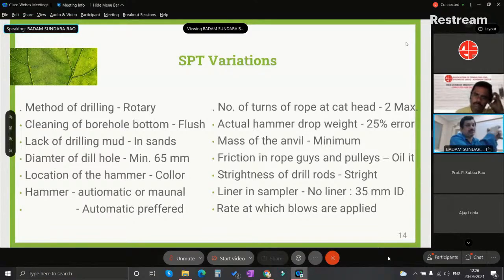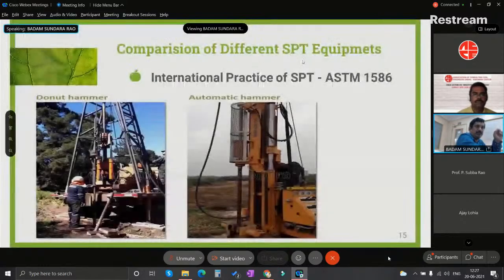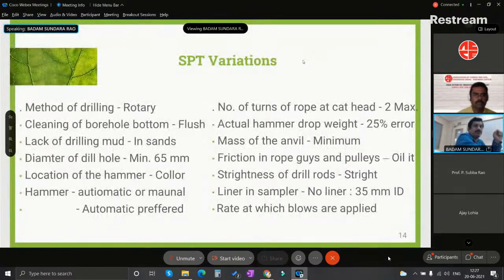And friction in the guide ropes. We have guide ropes that are moving around the sheaves of the tripod, and also around your winch. All this will create some sort of friction. Generally, to minimize that, we have to apply some oil to the guide rope and the sheaves. And the tightness of the drill rods is also an important parameter, which highly affects your input energy and the liner of the sample. This point we have already discussed.